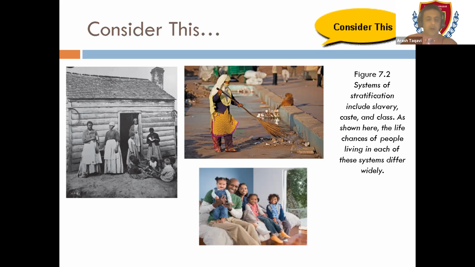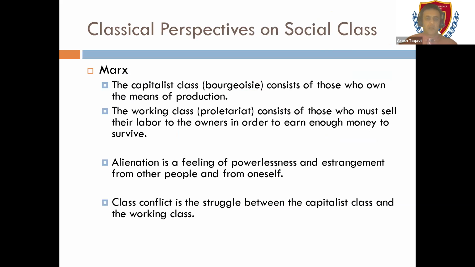And down, you can see the class system. We can change it, yes. Intragenerational for one person and intergenerational for two different generations. And the classical perspective on social class.